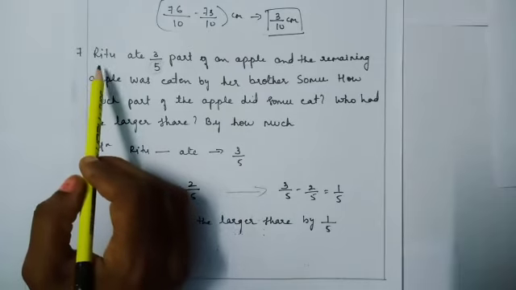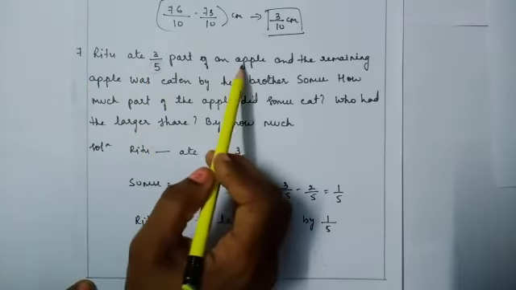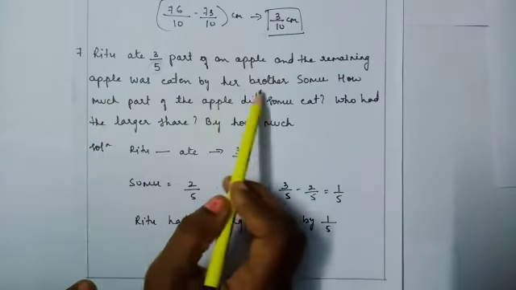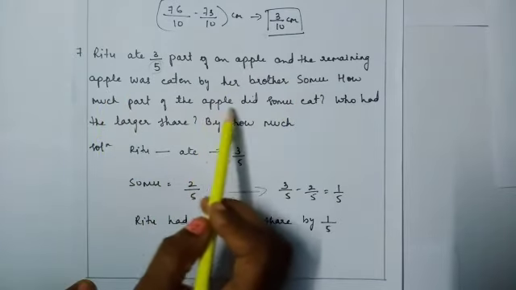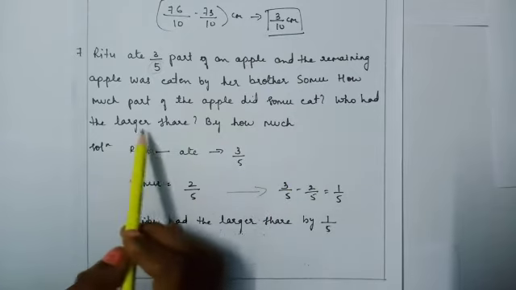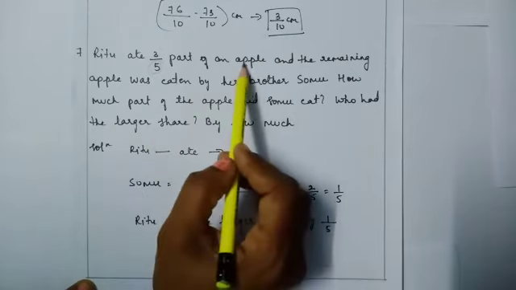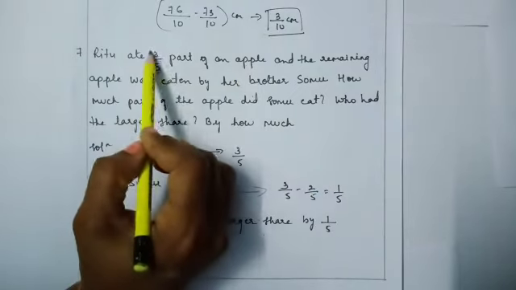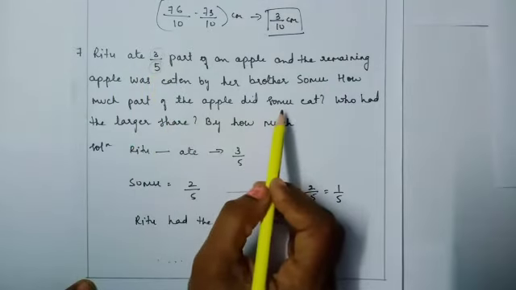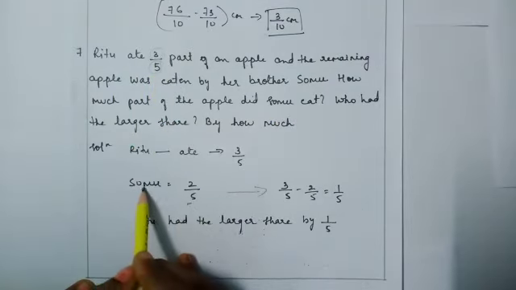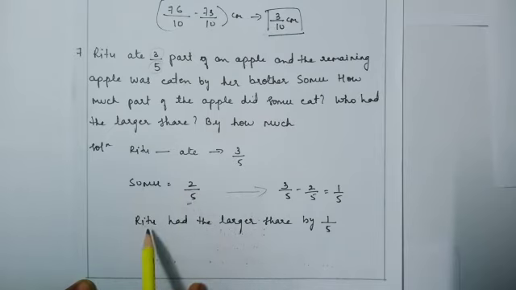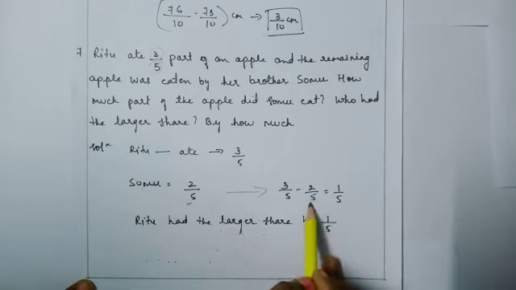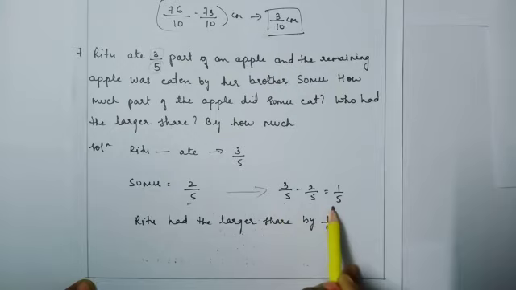The next problem. Ritu ate 3 by 5 part of an apple and the remaining apple was eaten by her brother Somu. How much part of the apple did Somu eat? Who had the larger share? By how much? So the apple was cut into 5 equal parts, out of which Ritu has eaten 3 parts. So Somu's share will be 2 by 5. Then Ritu had the larger share by 1 by 5. If you subtract the share of Somu from the share of Ritu, you will get the difference. That is, Ritu had the larger share by 1 by 5.